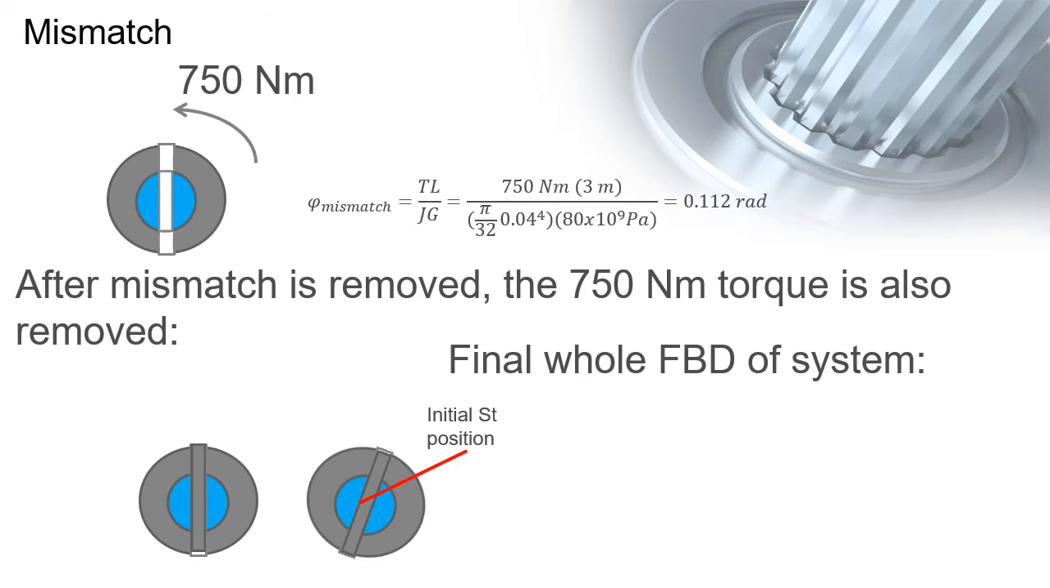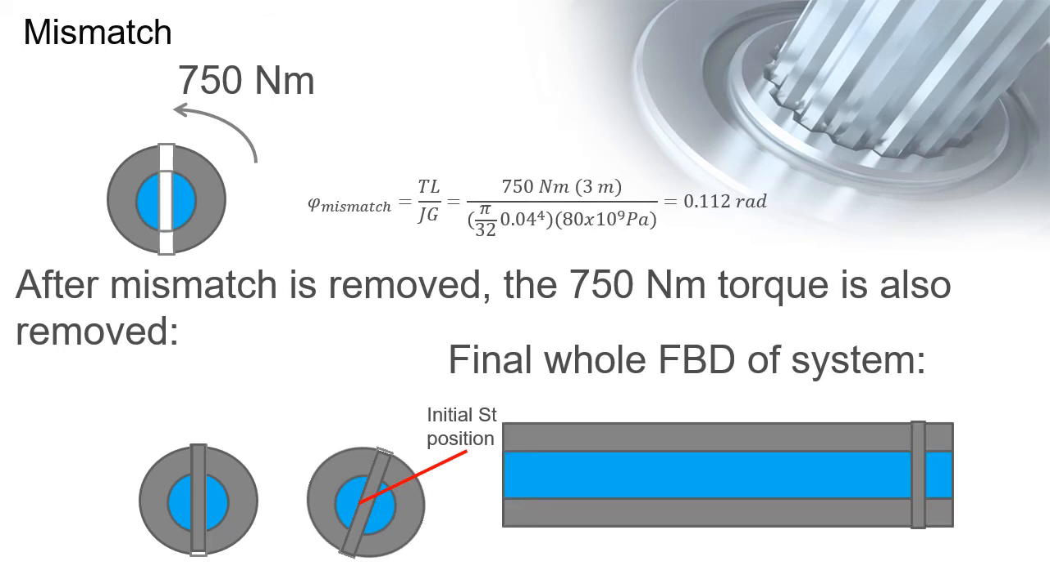First, we look at the final whole free body diagram of the system. When we say the whole free body diagram, it means that we will not detach the steel shaft from the aluminum shaft and the pin is still there. Note that this is the diagram after we have removed the 750 Newton meter torque. Hence, we will not be putting a 750 Newton meter torque at this end.